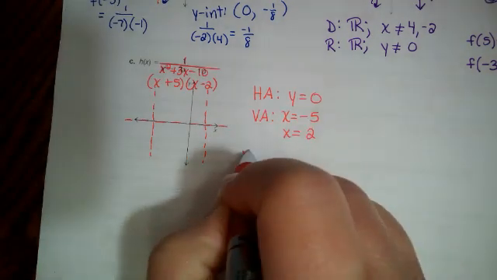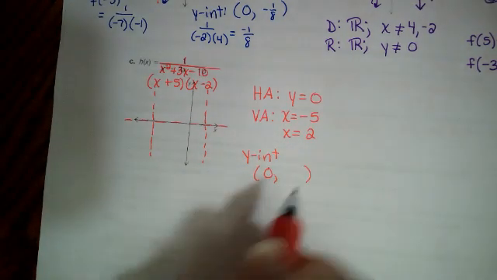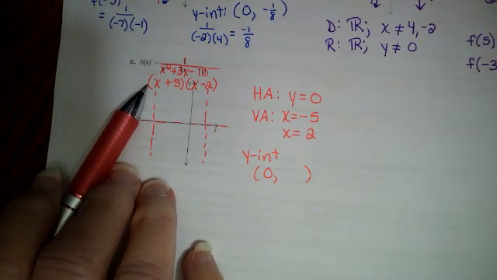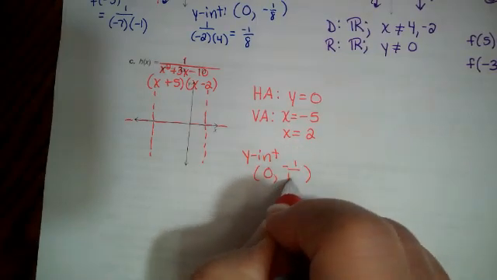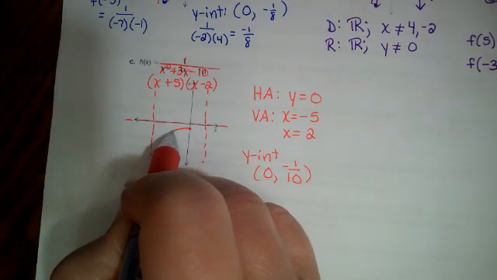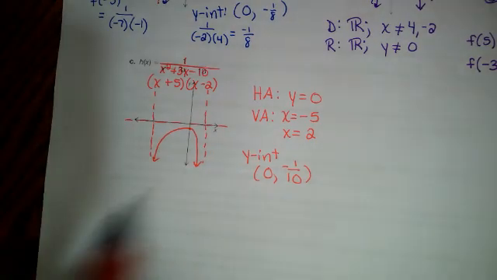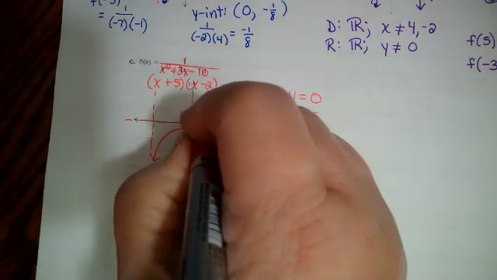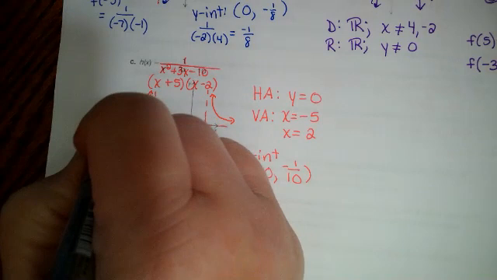And now we need a y-intercept to help us graph. So put 0 in for x. If I put 0 in for x, I get 5 times negative 2, which is negative 1/10. So again, this one kind of does a parabola in the middle. And I think it's probably going to be up here on either side. We'll test some points just to be sure.